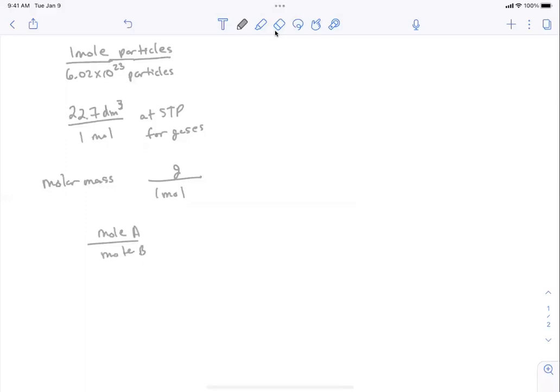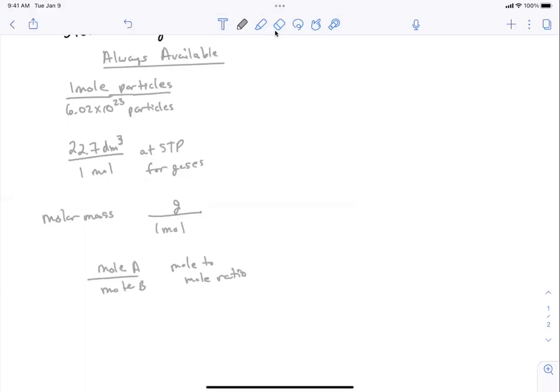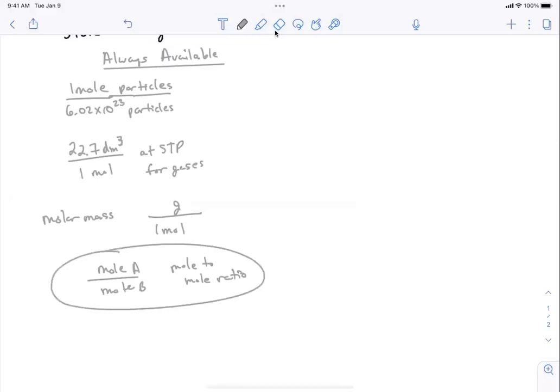Mole to mole ratio. If you're given a balanced equation, you will always have the coefficients that allow you to convert from one substance to another substance. And this is the most vital one for that, okay? This is the only way to convert between substances. So if you're ever going from one substance to another, somewhere in your calculation, you have to have a mole to mole ratio. That's kind of the focal point of your calculation.